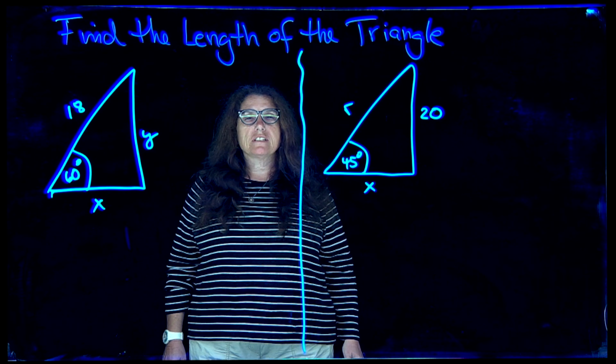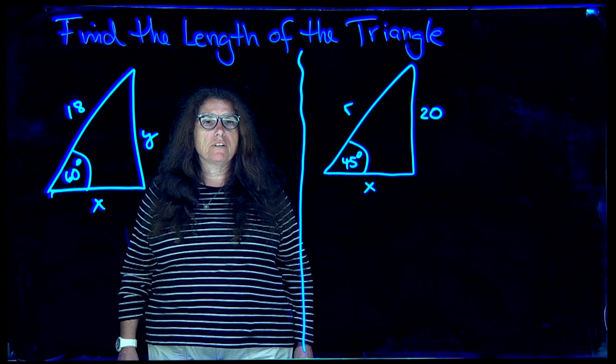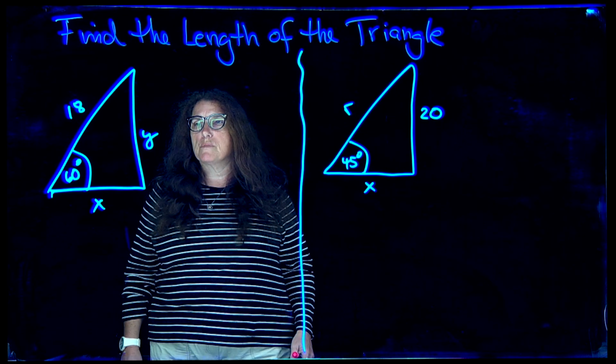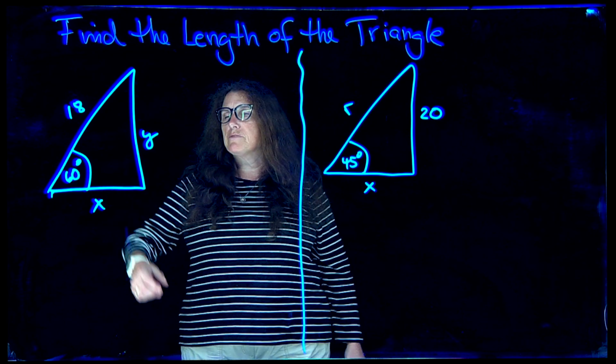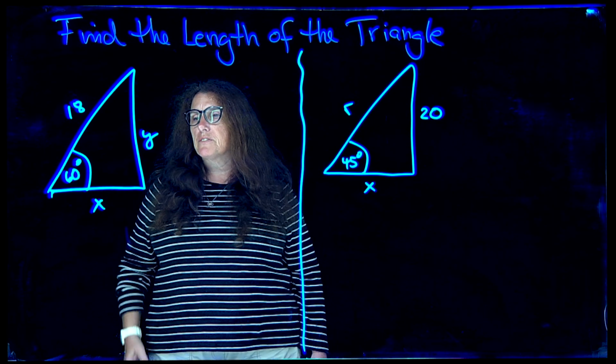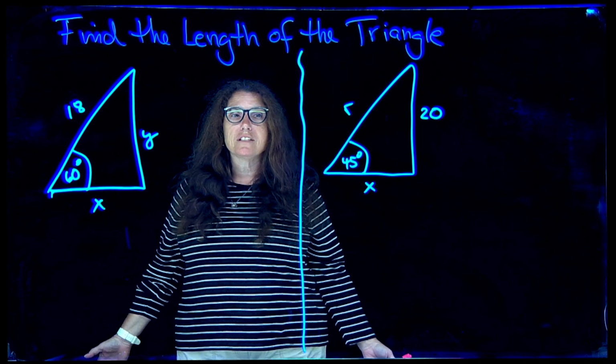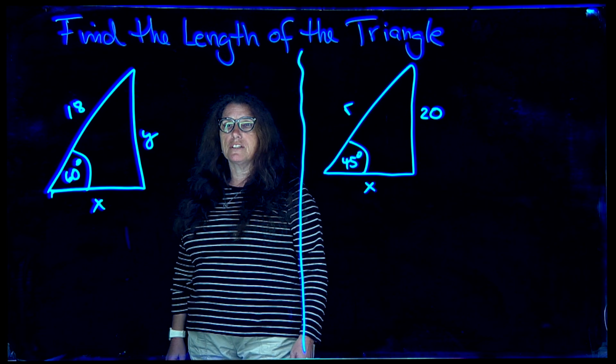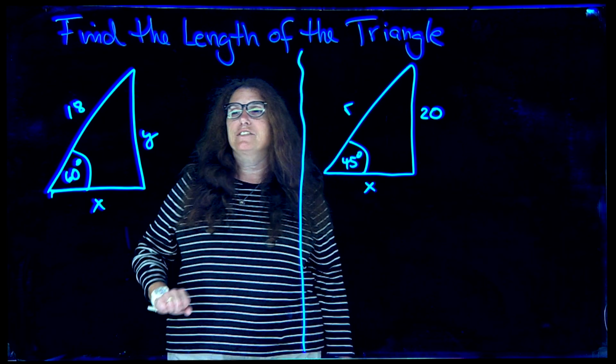Today we're going to find the length of a triangle with the given measurements here. Here's my triangle to the left. Of course, it's a right triangle. The angle theta is 60 degrees, and we're trying to find x and y.